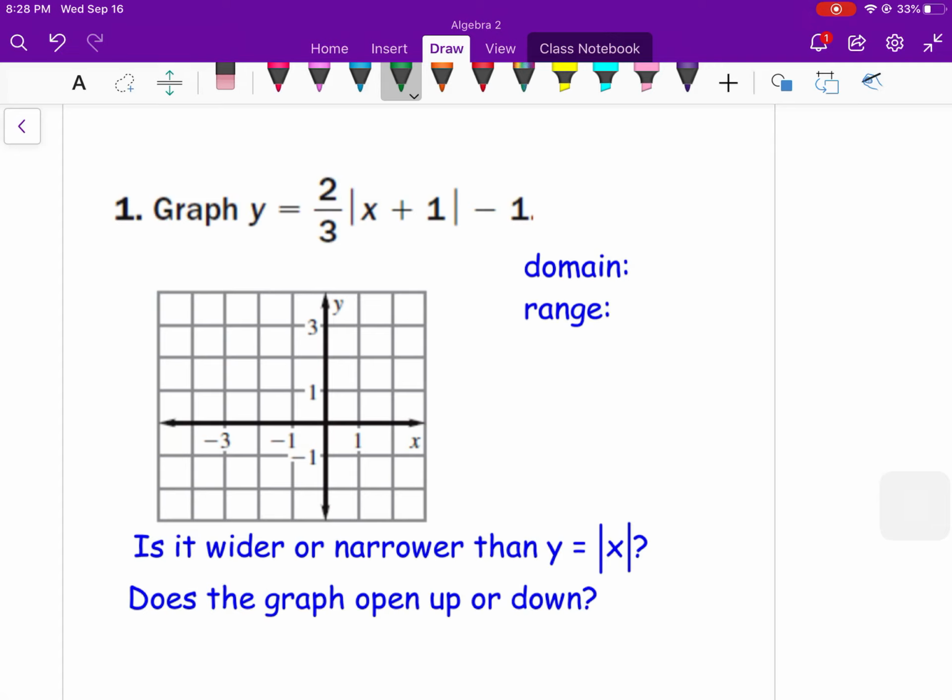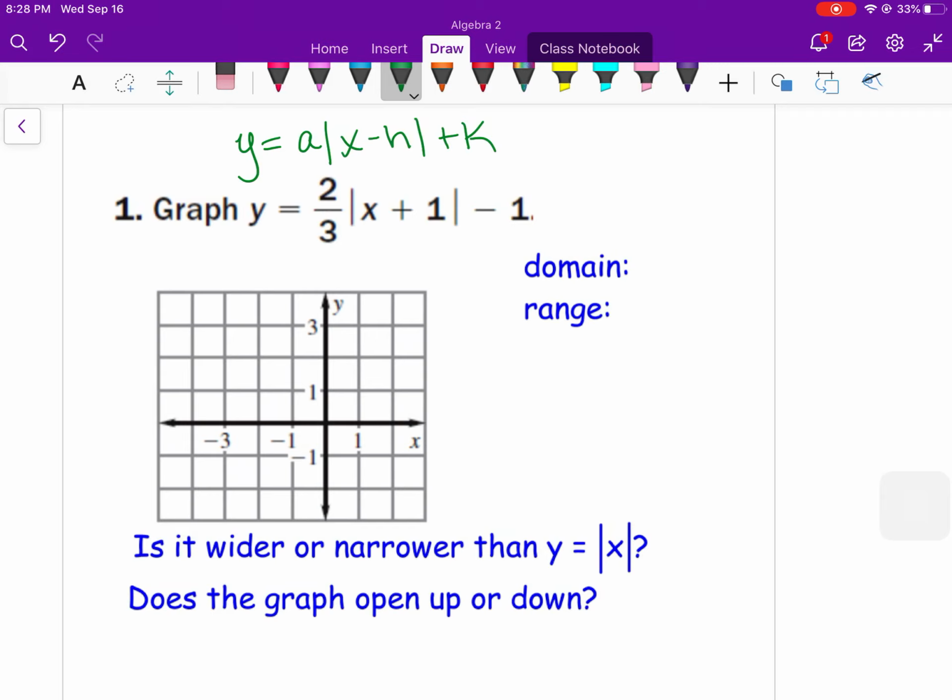The general form of absolute value functions was y equals a absolute value of x minus h plus k. And remember, the a was the slope of the branches of the absolute value function. It also tells us the direction that it opens, and then it tells us if it will be wider or narrower. Wider if it's a vertical shrink, and more narrow if it's a vertical stretch.